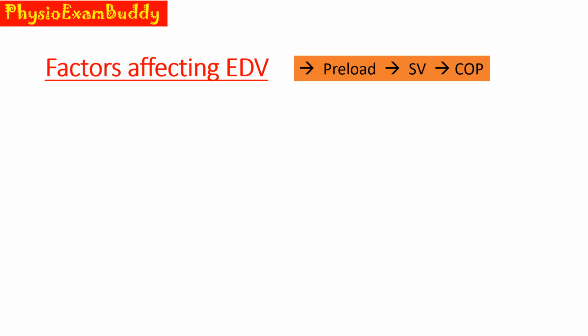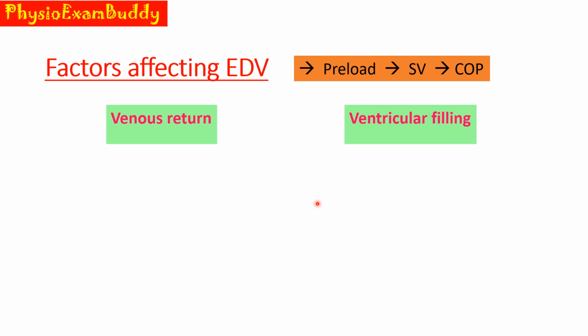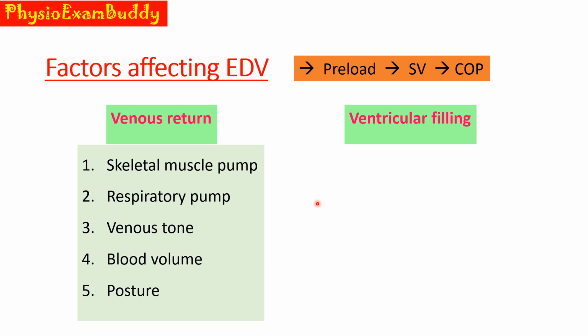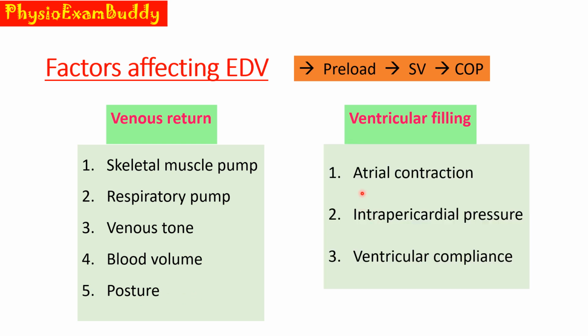So we will see what are the factors affecting end diastolic volume. Then only we will get what are the factors affecting the preload and the stroke volume and the cardiac output. So we can describe the factors affecting end diastolic volume under two headings. One is venous return and the second is ventricular filling. Under venous return, you have to explain these five terms, that is skeletal muscle pump, respiratory pump, venous tone, blood volume and posture. And under ventricular filling, you have to explain three things, that is atrial contraction, intrapericardial pressure and ventricular compliance.